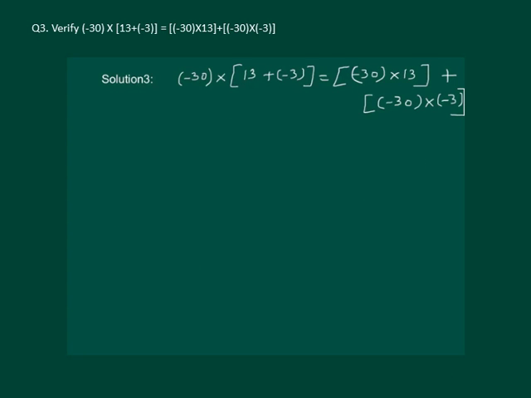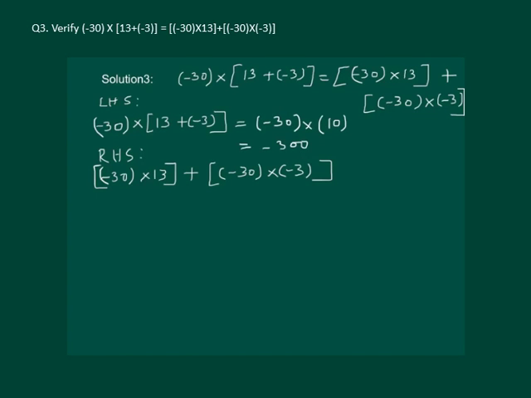Let us read the question. Verify the distributive property for the following. To verify, we start with the left hand side. We get minus 30 into 13 minus 3, which will give us 10. So the left hand side is minus 300.